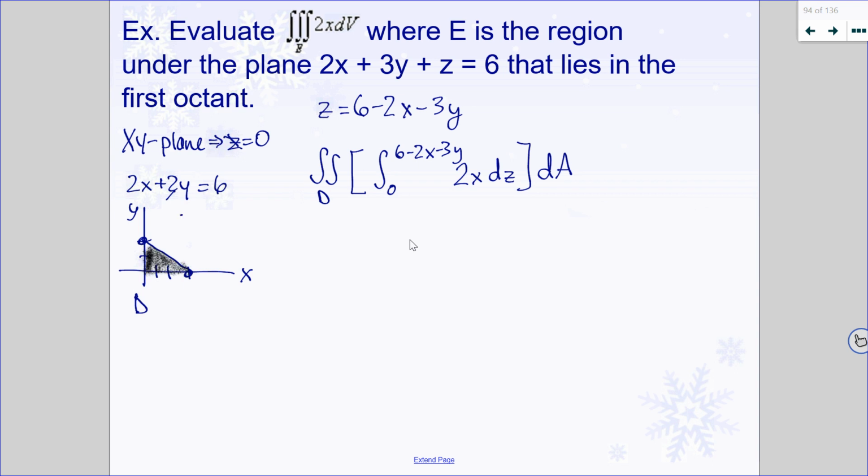If I solve for y, I'll just do that because we're used to seeing things in slope-intercept form, us being Americans and all. So y would go from 0 to negative 2/3 x plus 2. x will go from 0 to 3. Because I graphed it well, I can see those boundaries. y 0 to the line, x 0 to 3. Questions on those boundaries?